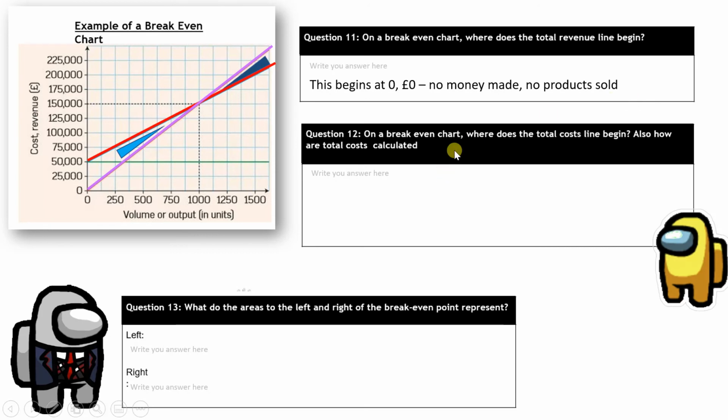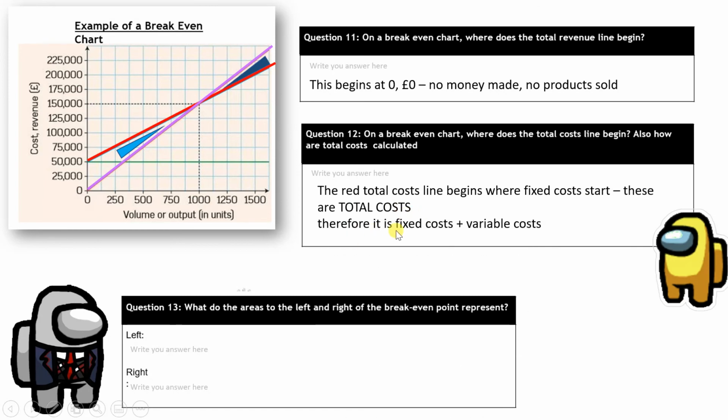Question 12. On the break-even chart, where does the total cost line begin? And second part, how are the total costs calculated? Now we're looking at the red line. The red total cost line begins where fixed costs start. These are total costs after all. And you calculate total costs by adding fixed costs and variable costs together.